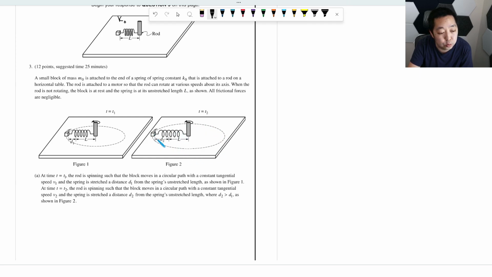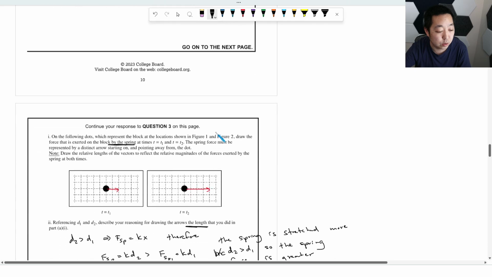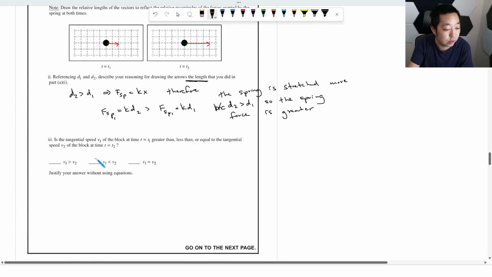Let me see if there's an easy way to describe it. I would say there's more centripetal force. There's more centripetal acceleration happening. So I might line it up like this: there's a larger force. Larger force means a larger acceleration. What kind of acceleration? Centripetal acceleration. If it's a larger acceleration, centripetal acceleration is related to the speed, right? So I would say here that v2 is greater than v1.